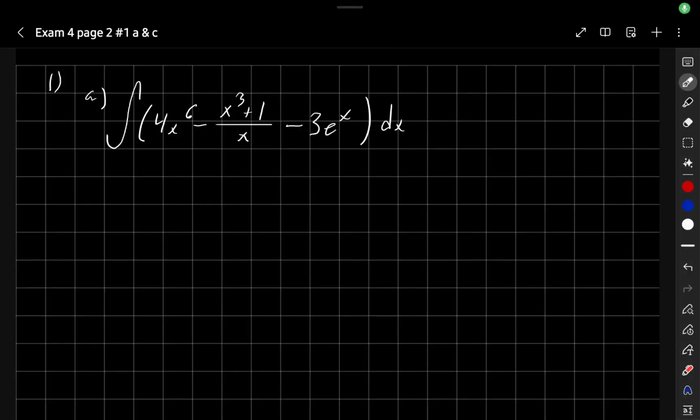This is for page 2, question 1, part A and C. So the way that you solve this, very, very simple. First things first, you want to separate the integral into 3 different parts.